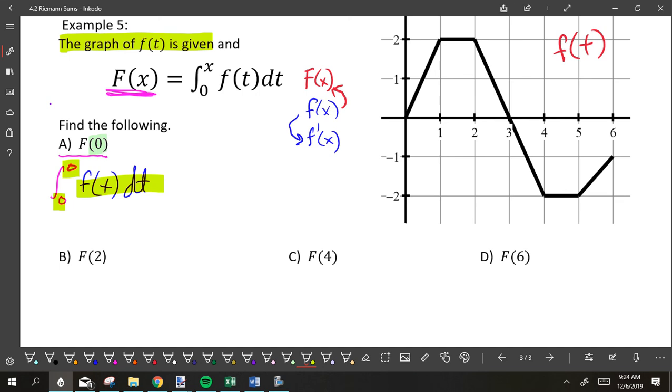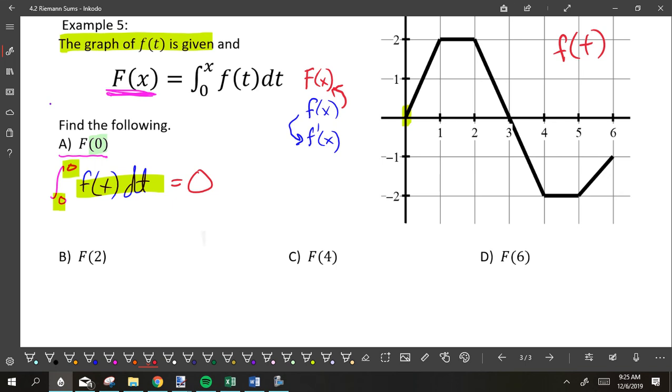So let's go over here. Here's 0 right here. Ready? I'm going to start at 0 and I'm going to go to 0. How much area is under the curve if I start at 0 and I go to 0? 0. No, I didn't move. Okay, if I didn't move, you're not going to have any area under the curve. The answer is 0. If your upper and lower bound are the same, it's always 0.